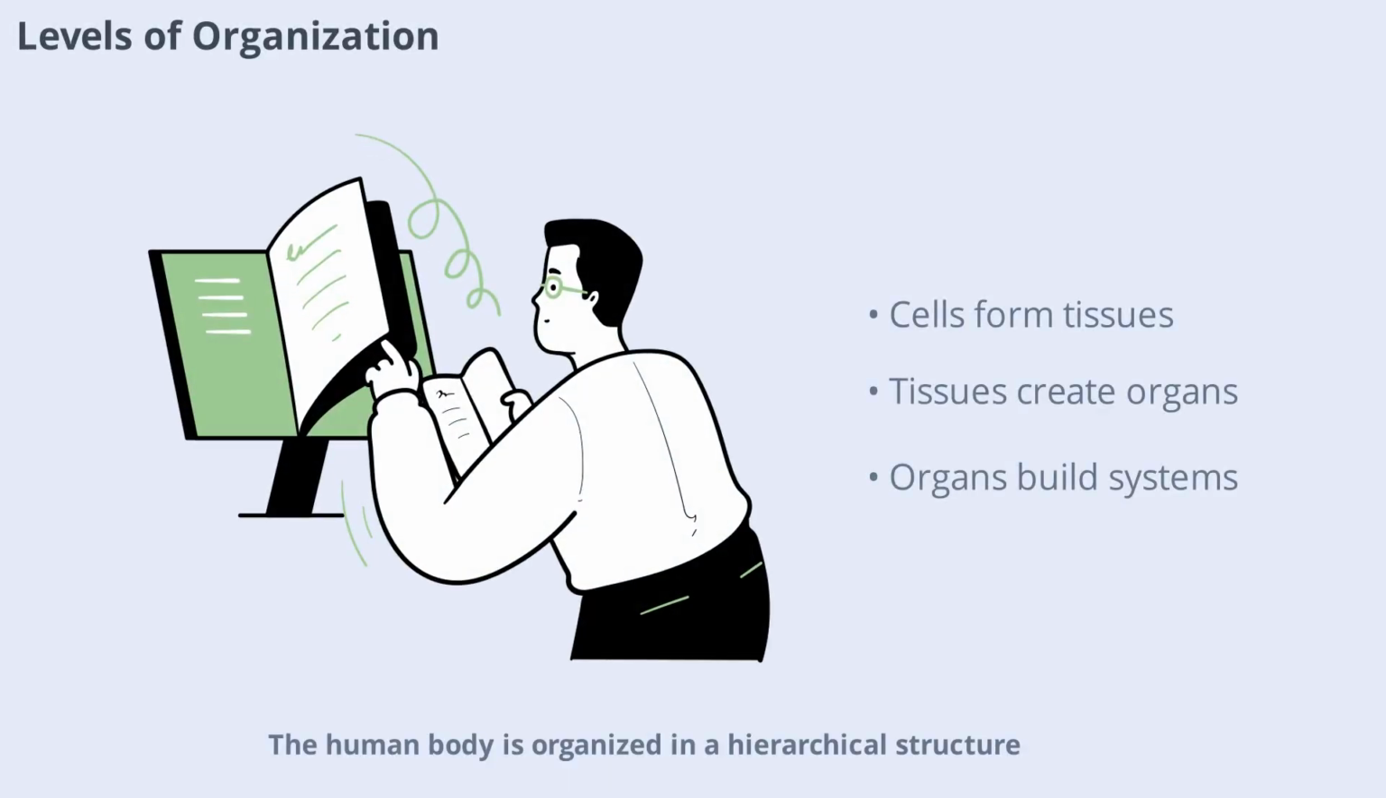The human body is organized in a hierarchical structure, starting from the smallest unit, the cell, and building up to tissues, organs, and finally organ systems. Each level plays a unique role in maintaining our health and functionality. Cells group together to form tissues, which then combine to create organs like the heart or lungs. These organs work together in systems such as the circulatory or respiratory system to perform essential life functions. Understanding these levels helps us appreciate the complexity and harmony within our bodies.